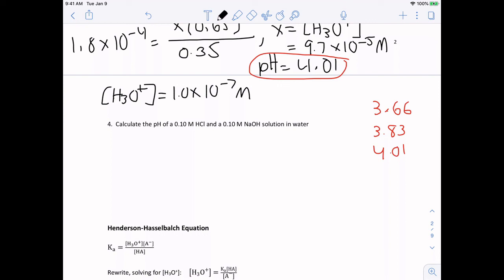So if it's just pure water, it's just a neutral solution, then hydronium ion concentration is actually equal to hydroxide. And then because those two multiplied by each other are equal to 1.0 times 10 to the negative 14th molar at 25 degrees Celsius, that means hydronium ion concentration is equal to 1.0 times 10 to the negative 7th molar. Negative log of that, we get a pH of 7.00. So our equivalent number to the 3.83 would be 7.00. So just water itself.